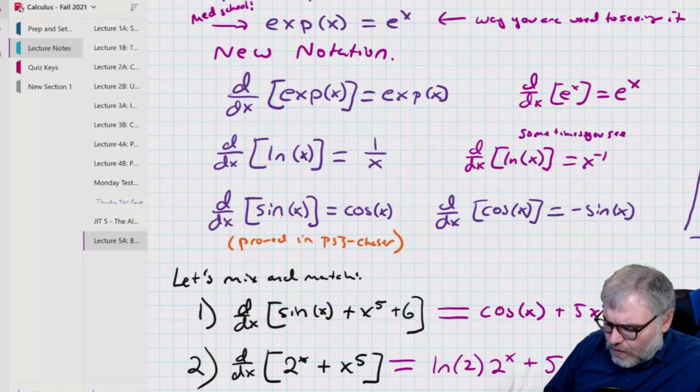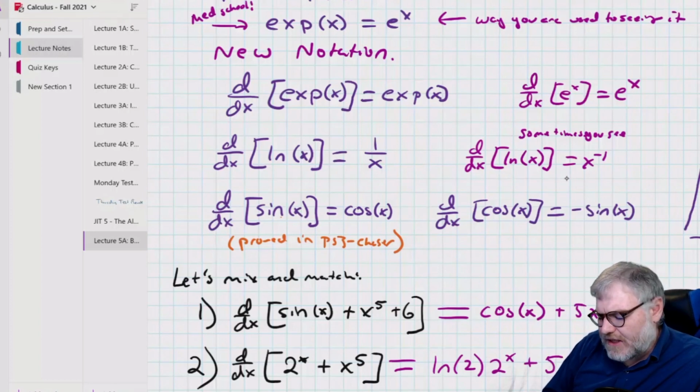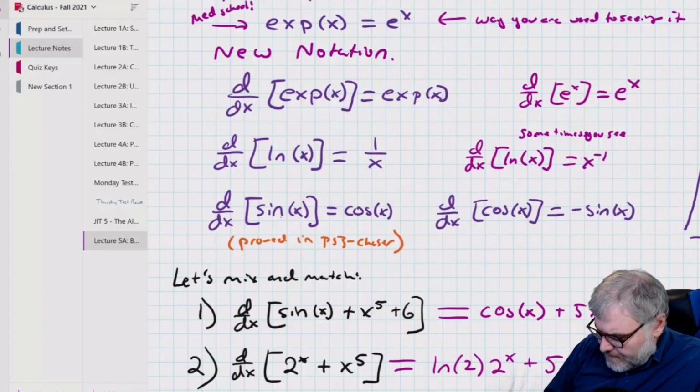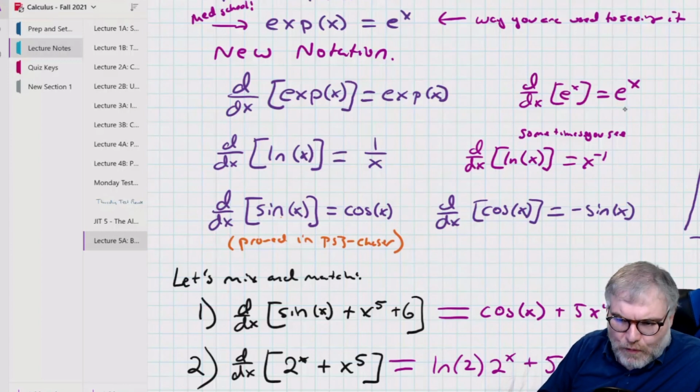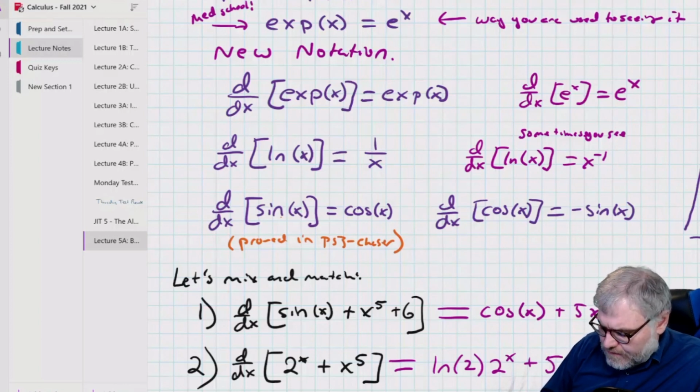All right, so these are the rules. Just remember here that sometimes you see this, so 1 over x can also be written as x to the negative 1. And we'll get back into these even more later. But for the moment, they're just rules.